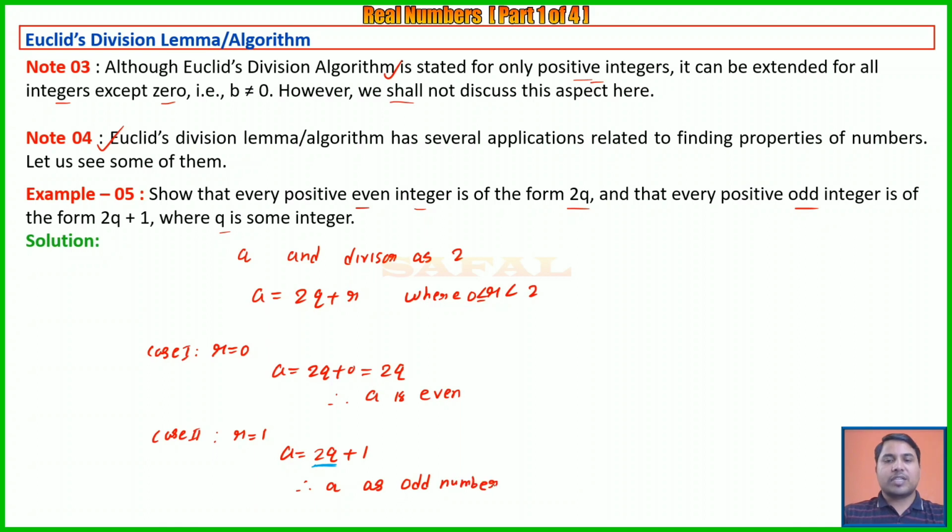So we can see that when a is even, it is of the form 2q, and when a is odd, it is of the form 2q plus 1. This is a standard result you can keep in mind. We will use it in many questions. So let's take up the next one.